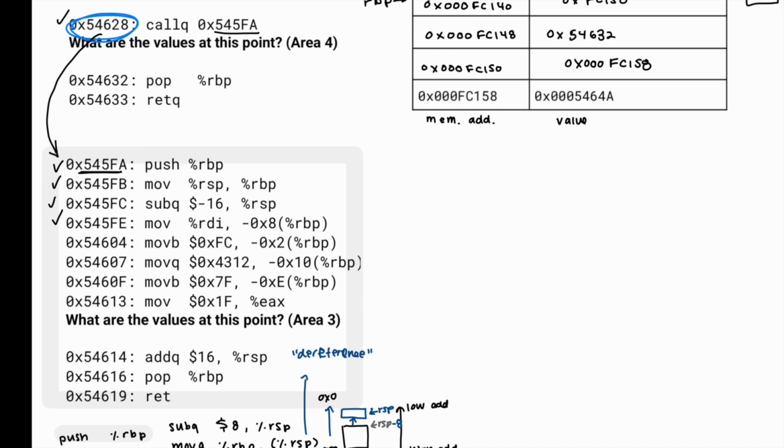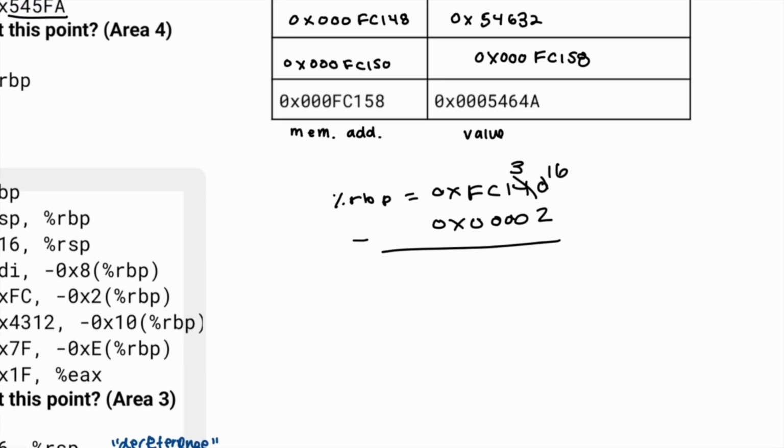Okay, our next step is to move 1 byte FC into minus 2 RBP. So let's calculate that address. So we know RBP right now is at 0xFC140, and we want to subtract 0x2, and then we get 16 minus 2 is 14, which is E, 3E, and then we get 1CF 0x RBP.